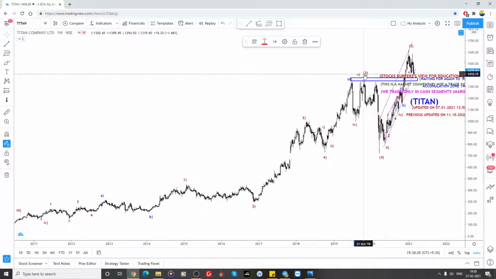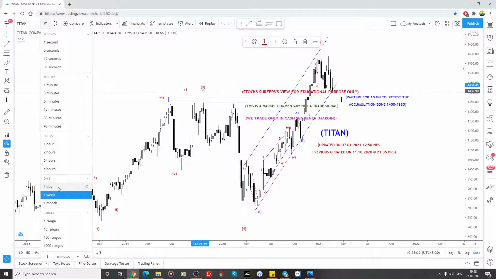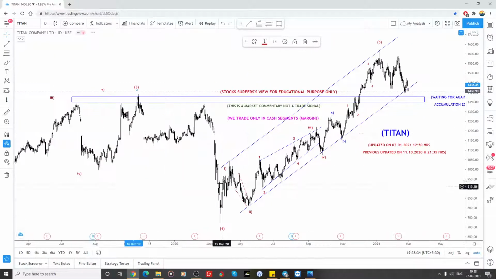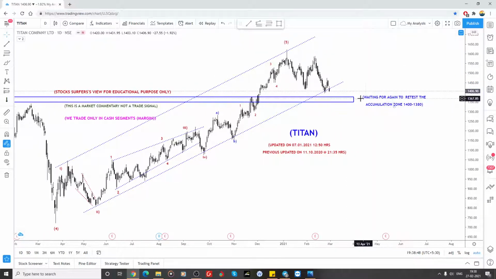So this is the end of the third, ABC is a fourth, and here we need to take it as ABC as a 5 to complete. In previous I did as a wave 1, 2. So this could be the end of the third, and in the fourth, after that I'm expecting the fifth wave to the 1700 zone. But previously I said it is waiting to retest the accumulation zone of 1400 to 1380, and it's already there now.